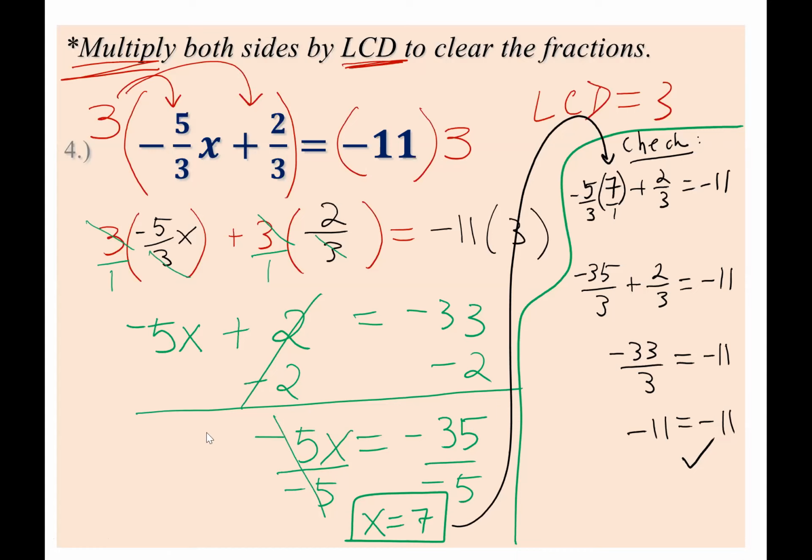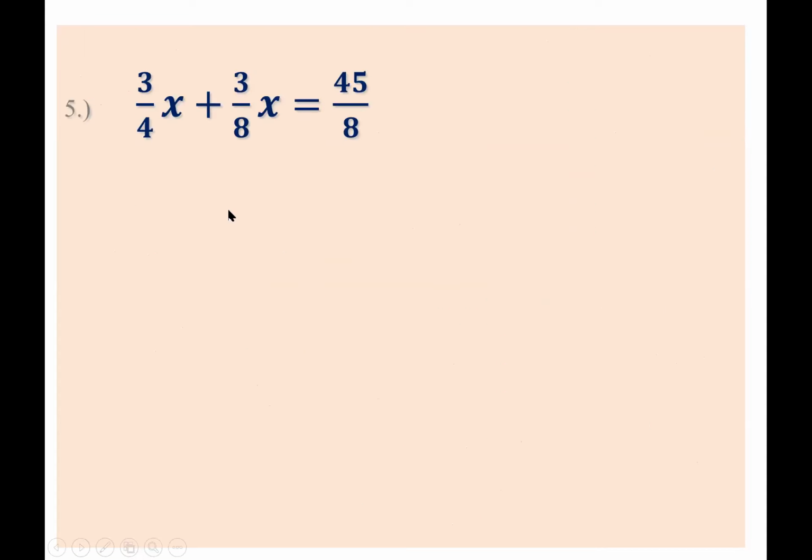All right, let's do one more fraction problem. Here's number 5. 3/4 x plus 3/8 x equals 45/8. Okay, there's 3 different fractions here. They do not all have the same denominator. The bigger denominator is 8, and 4 goes into 8. So what we can do is we can use 8 for our common denominator. So I'm just writing a note, LCD equals 8.